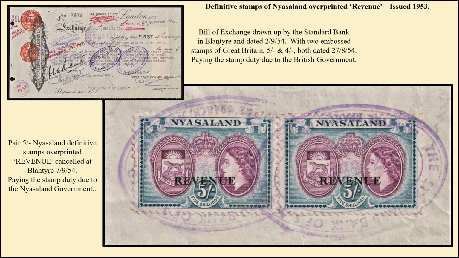Pair of the 5-shilling overprinted revenue stamps of Nyasaland used on the reverse of a bill of exchange drawn up in Blantyre on the 2nd of September 1954. You'll see on the bill of exchange that there are two embossed British stamps, a 5 shilling and a 4 shilling, that is to pay the stamp duty due to the British government.